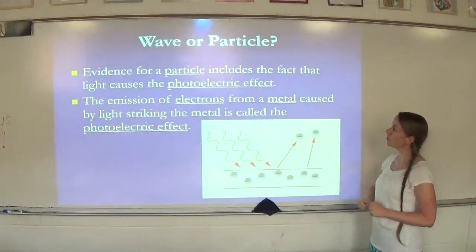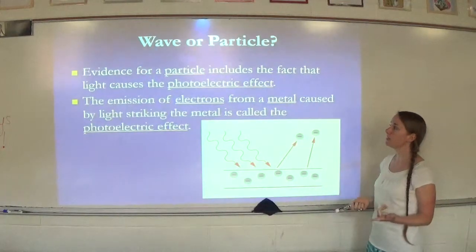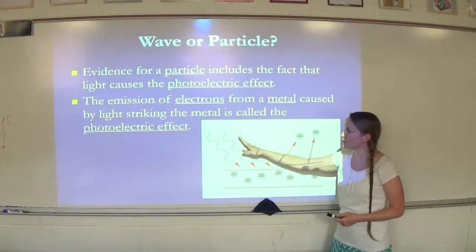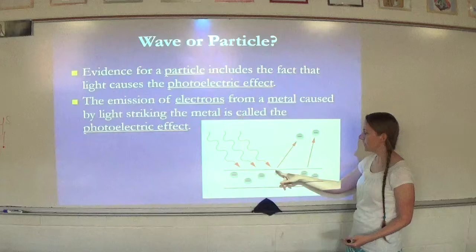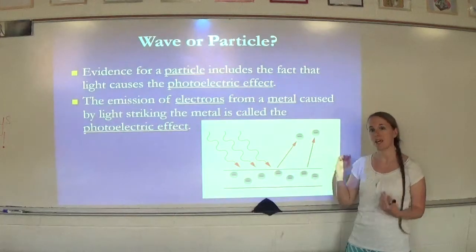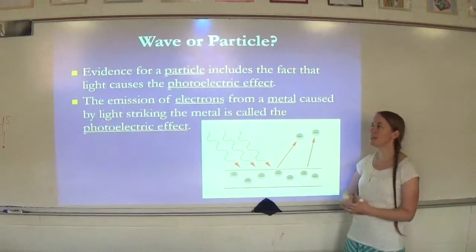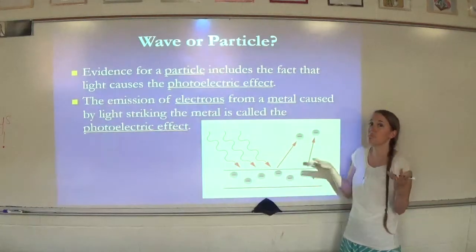It's the emission of electrons from a metal caused by light striking the metal, and it's called the photoelectric effect. So here's a metal. When certain frequencies of light shine on it, they can emit electrons. And that should only happen if light is actually a particle. Now what is it in reality? It's a photon. That's what we call the light particle.